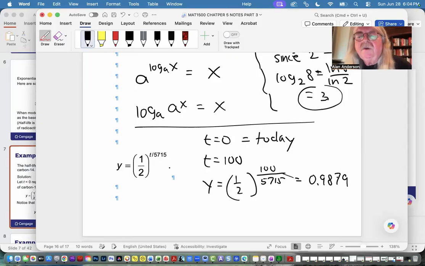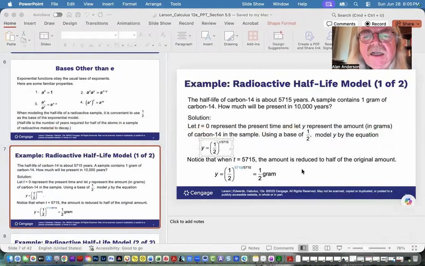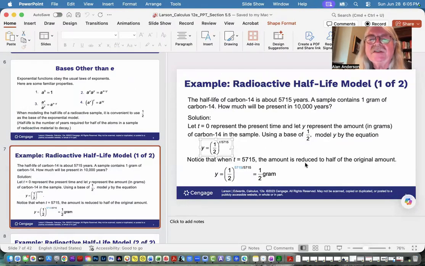0.9879, which means 98.79% of the original amount of carbon-14. So let's say we tested some object or other and we found that it has 0.9879 grams of carbon-14. That would indicate that it's 100 years old. Okay. Oh, you've seen these on TV. You've seen these in movies. It works very well, but it's really meant for extremely old objects, not like things that were within the last century. Like this is how they can tell how old the pyramids are and that kind of thing.